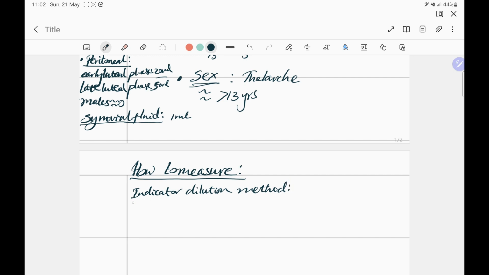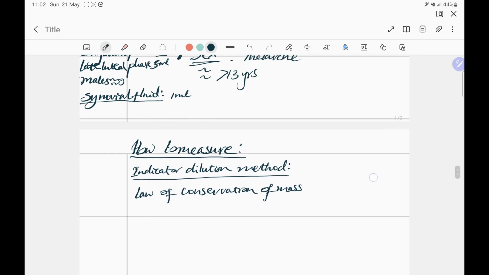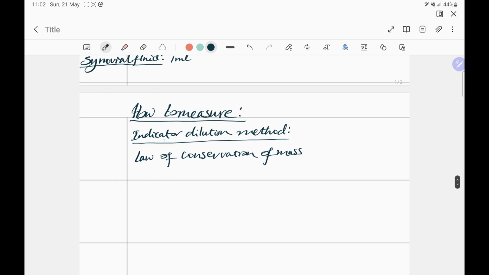And what is this indicator dilution method? This is a method that helps us to measure the different volumes of body fluid compartments, and it's based on the law of conservation of mass. So what is happening over here? Well, as the name indicates, indicator.